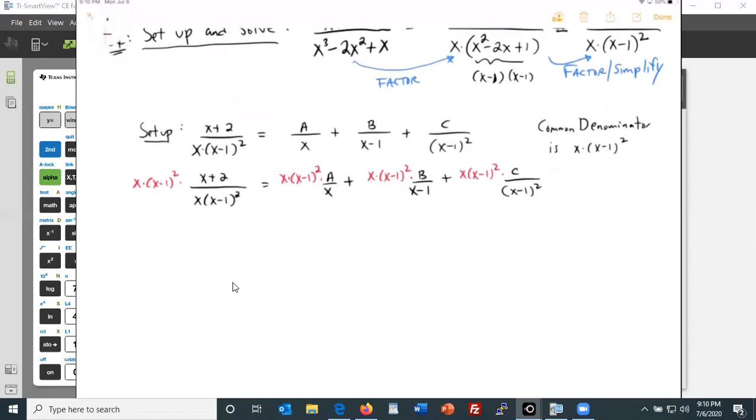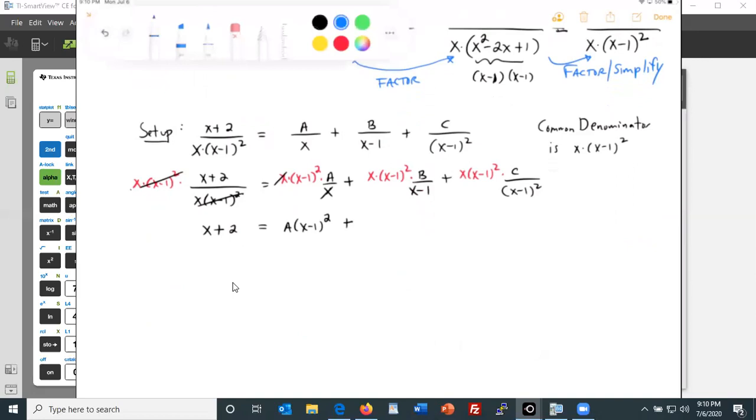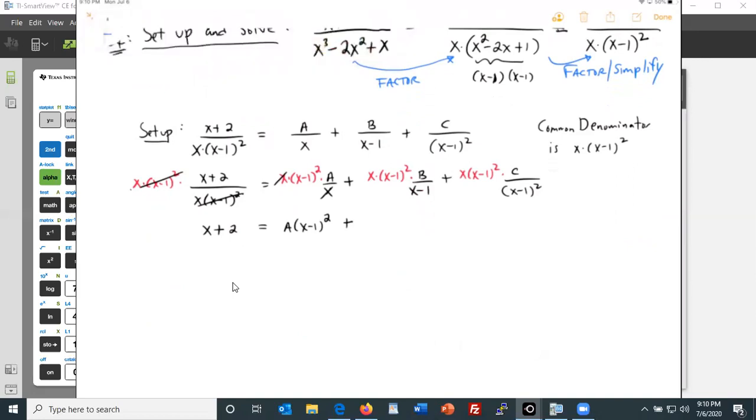Now, remember, simplify because lots of stuff cancels. On the left side, the x plus 2 does not cancel, but everything else does. Here, x over x will cancel, and I get a times x minus 1 squared, plus, in the b part, x minus 1 squared. So the square cancels out the x minus 1.